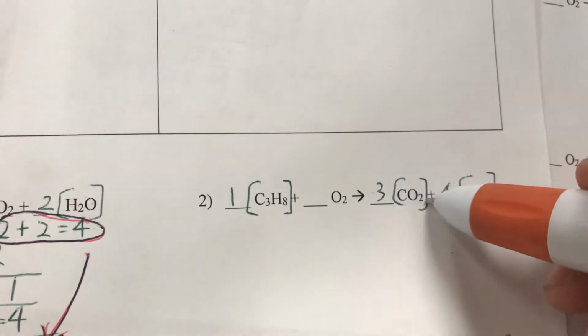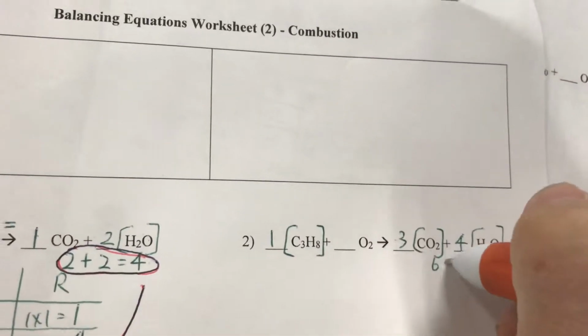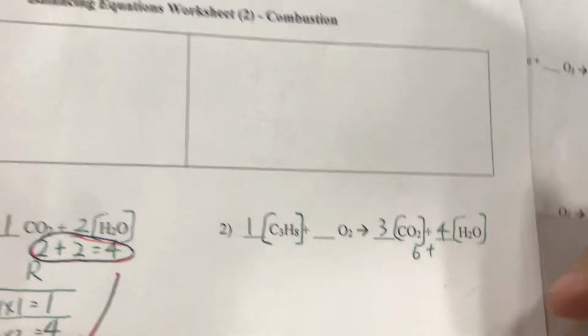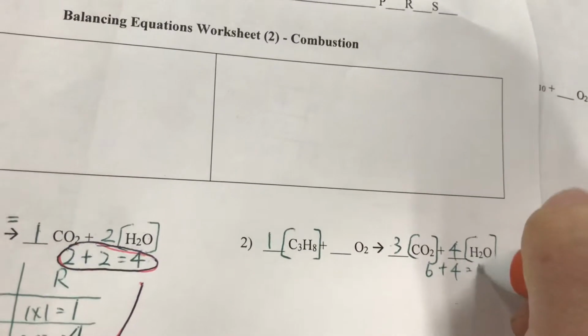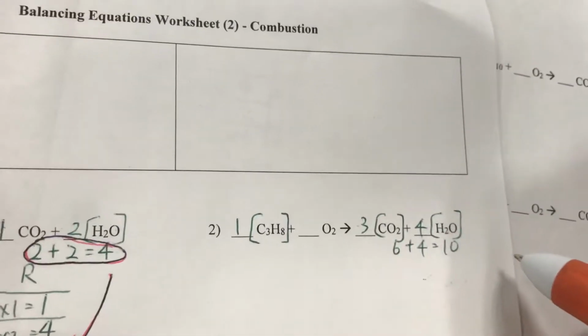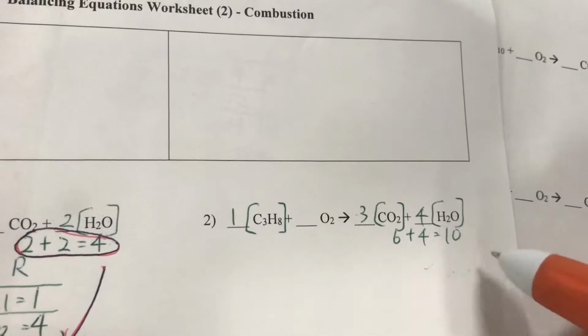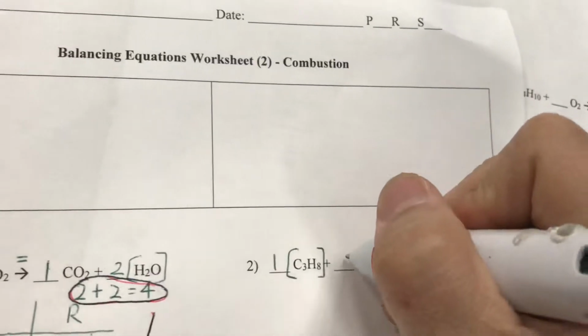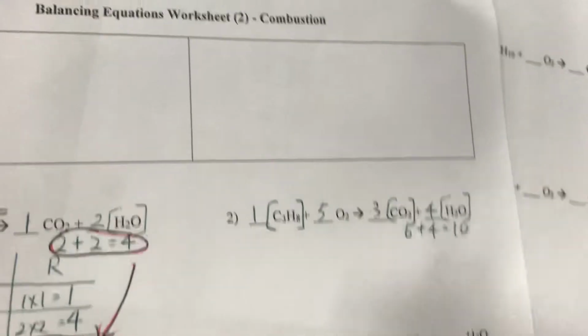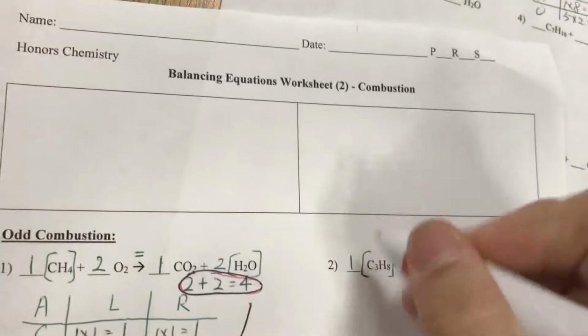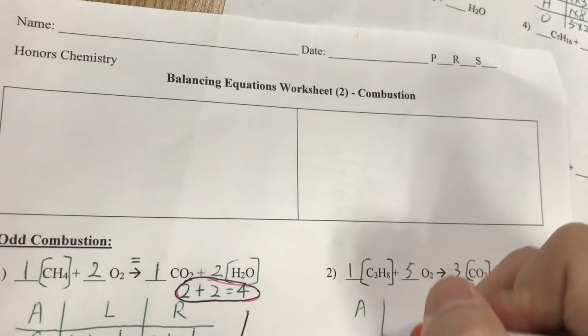Okay, so 3 times 2 is 6, plus 4 times 1 is 4, which is 10. Again, this number must be always even. If you get an odd, then something is wrong. So 10 divided by 2 is 5. So this is the answer. But we need to double check the answer. So we're going to do the atom.